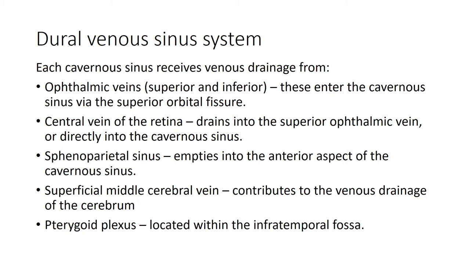The cavernous sinus also receives venous drainage from the sphenoparietal sinus, which empties into the anterior aspect of the cavernous sinus. The superficial middle cerebral vein also drains into the cavernous sinus. This contributes to the venous drainage of the cerebrum. And the cavernous sinus also receives venous drainage from the pterygoid venous plexus.